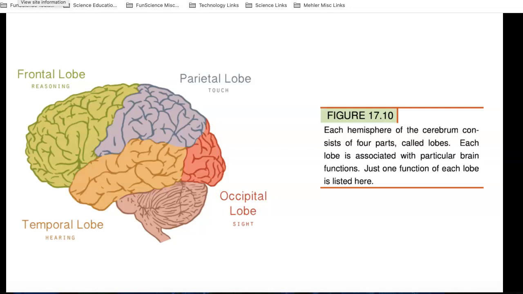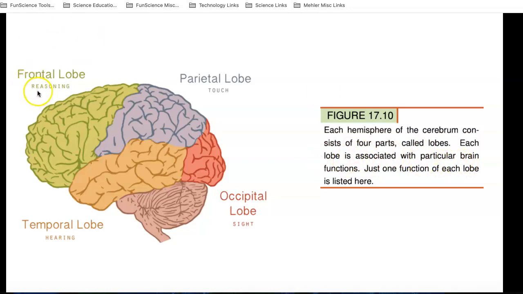Each half of your brain is referred to as a hemisphere. There's the right half side of your brain and the left half side. So we're looking sideways here. So let's just say we're looking at the left side of the brain here. Each lobe is associated with a particular brain function.